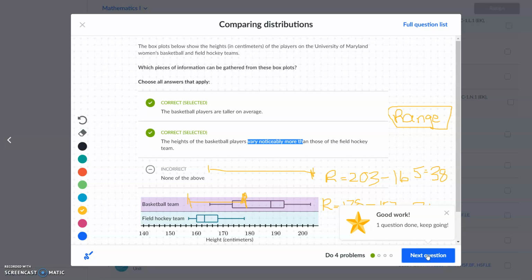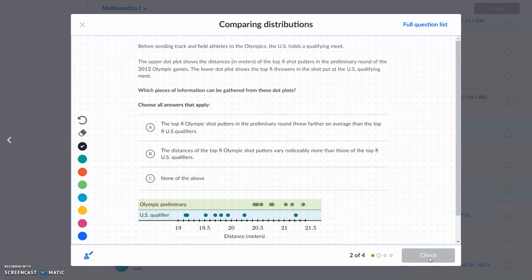Okay, I'm going to do one more with you because it takes such a long time. But again, read really carefully. Now this time we're looking at a dot plot. A dot plot we talked about last week. So, which pieces of information can be gathered from these dot plots? We have two things, something called the Olympic preliminary and the US qualifier. It doesn't matter what they are. You just need to make sure you're matching the words up with the question.